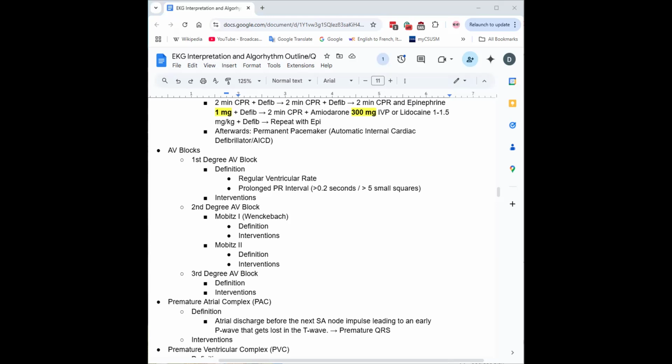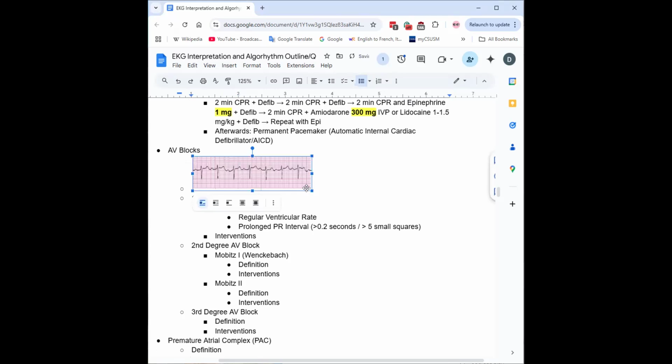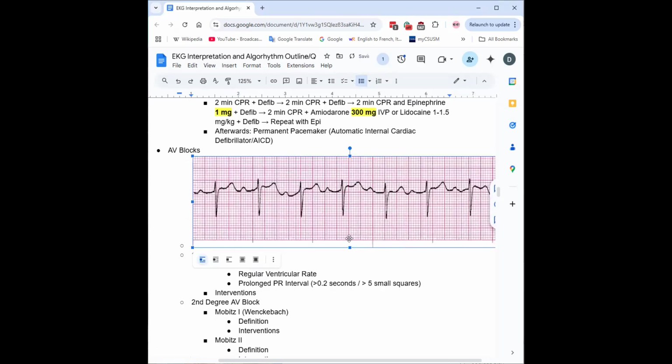So let's see if I can get you guys a picture of this. This one's gonna look a little weird just because the lead makes the QRS upside down. But you can see how the PR interval is increased. Maybe this is not the best one. I'll see if I can get a different one.